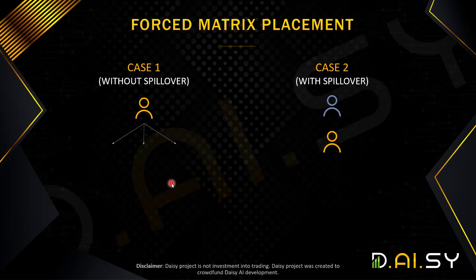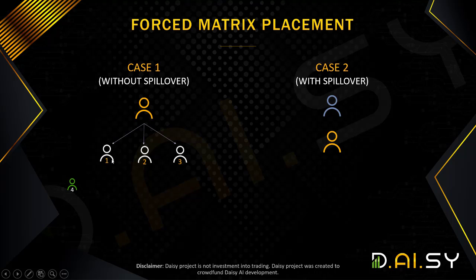In this video, we're going to try to understand the matrices in the D.AI.SY Crowdfunding Project. So over here, we've got the case where, let's say this is me, and I bring in people. I bring in one person, another person, and a third person, and they fill up my first row. There's only 3 positions in the first row. What happens when I bring in a fourth person? That person falls underneath somebody who's in my first row.